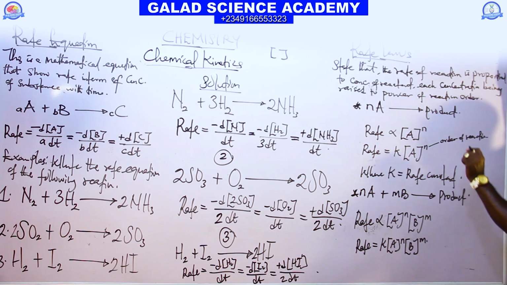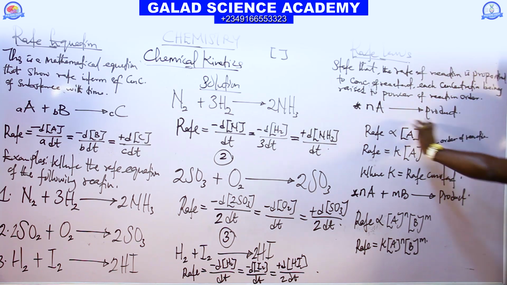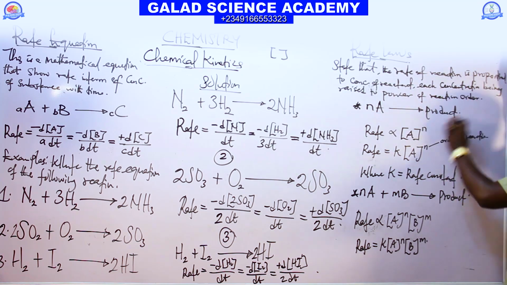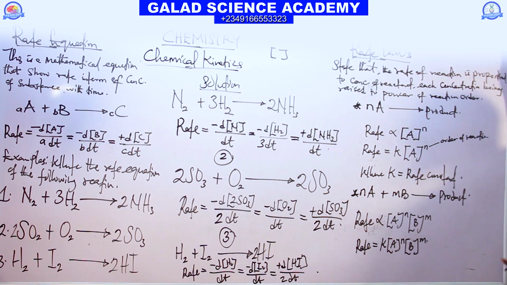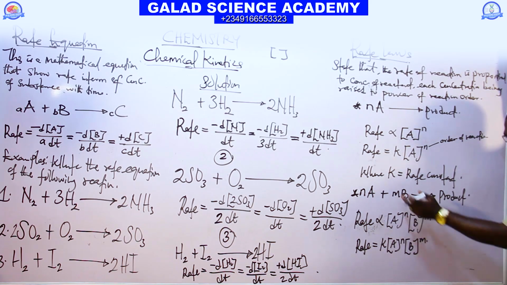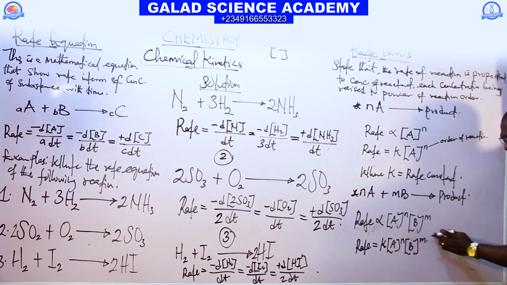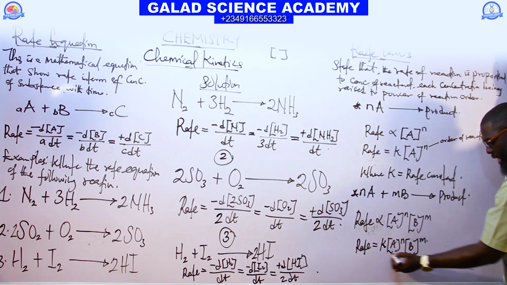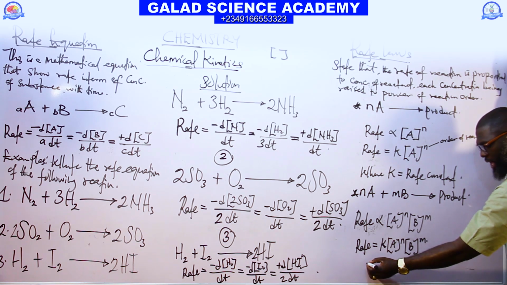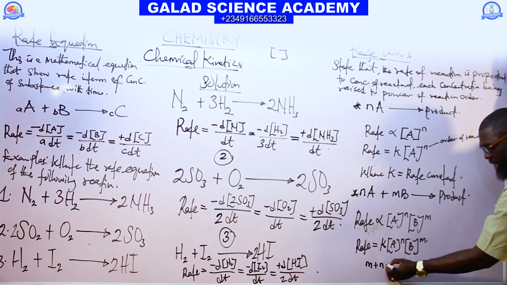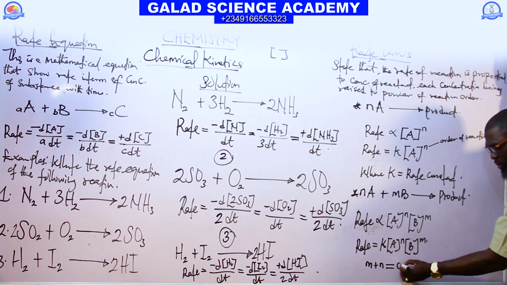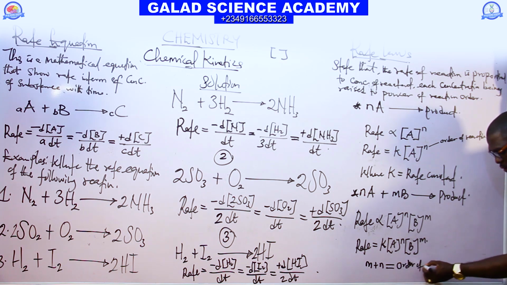So the rate law states that the rate of chemical reaction is proportional to the concentration of reactants, raised to the power of the mole of the reaction. The mole of this is n, mole of this is m. And this k is the rate constant. The sum of m and n is equal to the order of reaction.